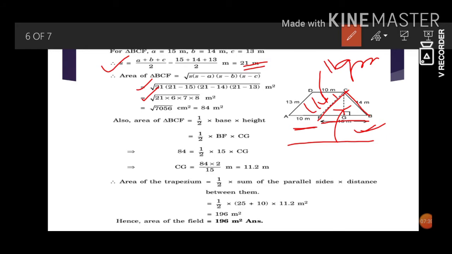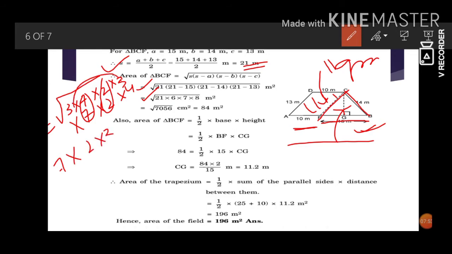So if we break them into primes, we will get 3 into 7 into 2 into 3 into 7 into 2 into 4. So you can see all the numbers are in pairs. 7 can come out, 2 can come out, 3 can also come out, and 4 can come out as 2, as it is a square of 2. So we have 7 into 2 into 3 into 2, which on multiplication will give us 84 meters square. So this is the area of the triangle.